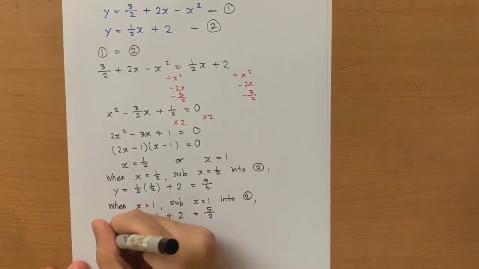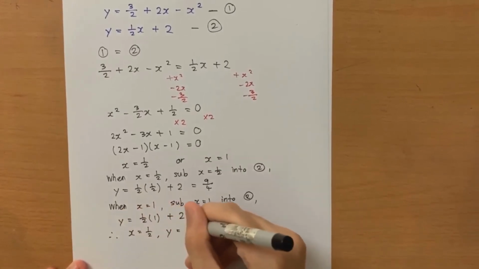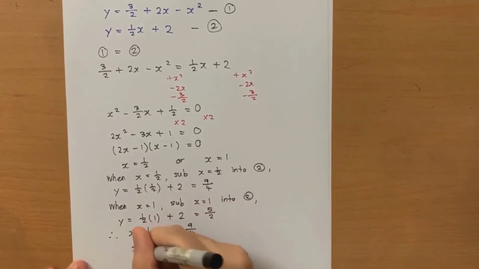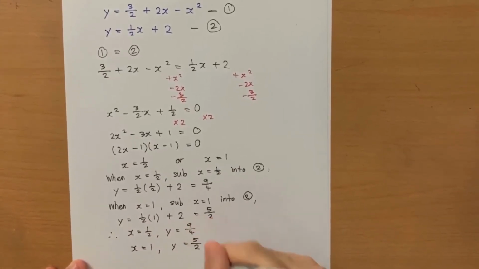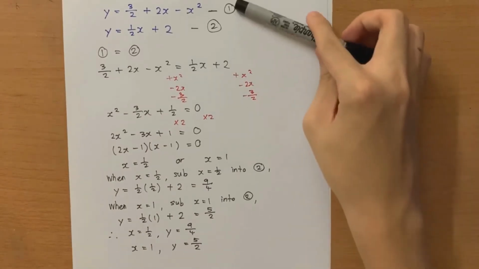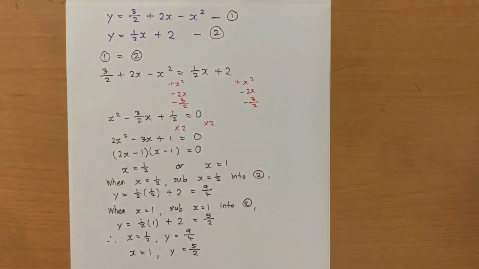So we can conclude: when x is equal to half, y is equal to 9 over 4, and when x is equal to 1, y would be 5 over 2. So we will have two sets of solutions that can satisfy both equations at the same time. Now if you look at it in terms of graph, this is a quadratic curve and this is a linear straight line that is going up like that. And this is of course a U shape. There will be two intersections between this line and this quadratic curve.